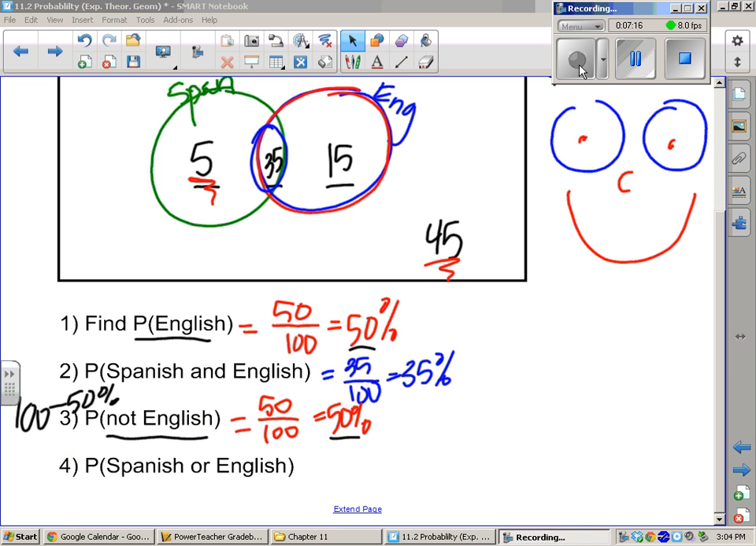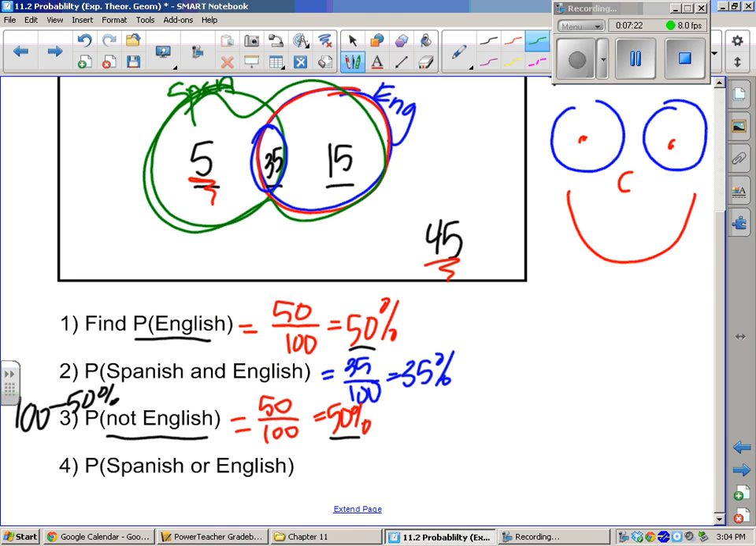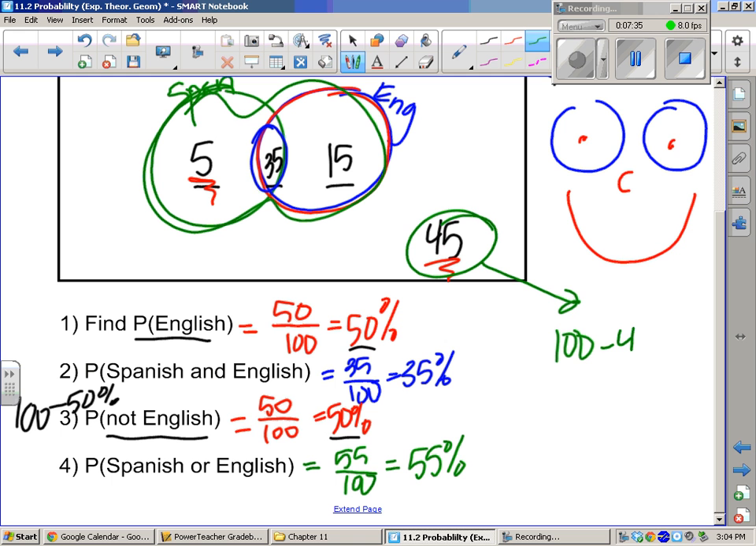All right, what's the probability of Spanish or English? That's everybody in the bubbles at all. Right, because that lists everybody. So that's 55. We could do the same thing for that one as we did the previous one, because there's 45 not taking either, so that means 55 have to be taking something. Right. Or one or the other. Cool. All right.